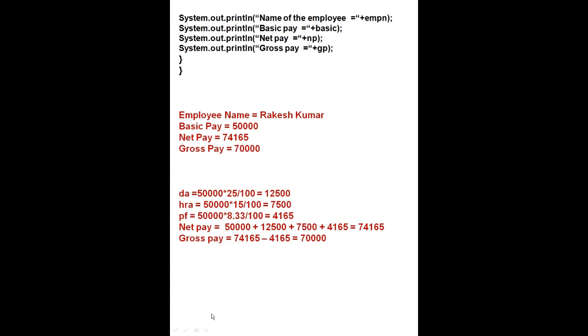Now we will print. First we will print the name. System.out.println name of the employee is equal to plus EMPN, because we have stored that in EMPN. System.out.println basic pay is equal to plus basic. System.out.println net pay is equal to plus NP. System.out.println gross pay is equal to plus GP.